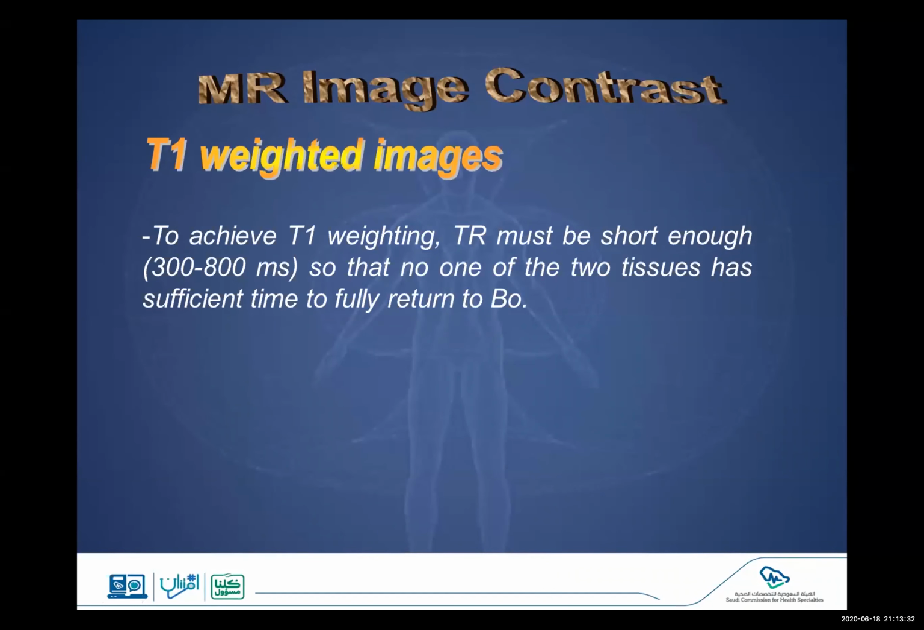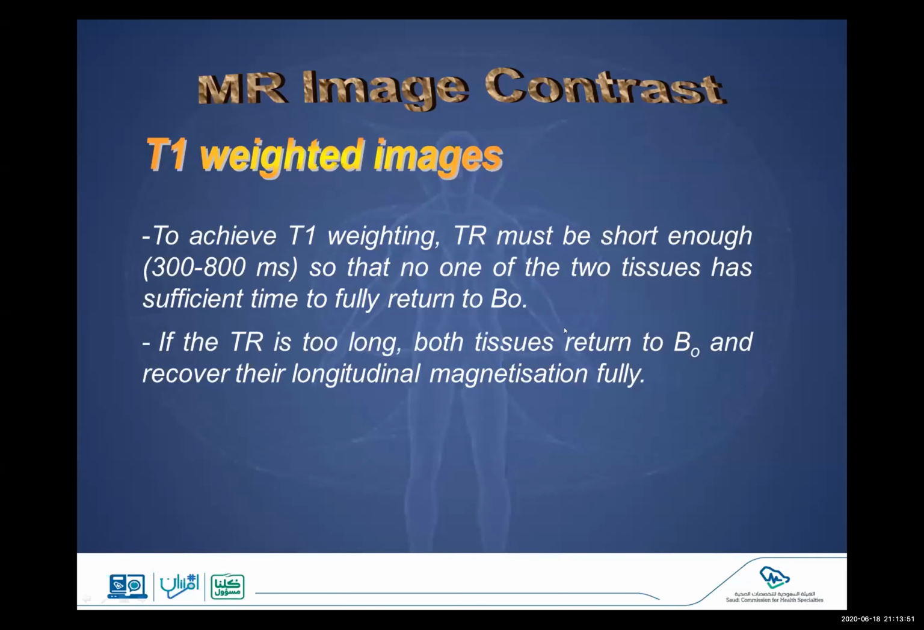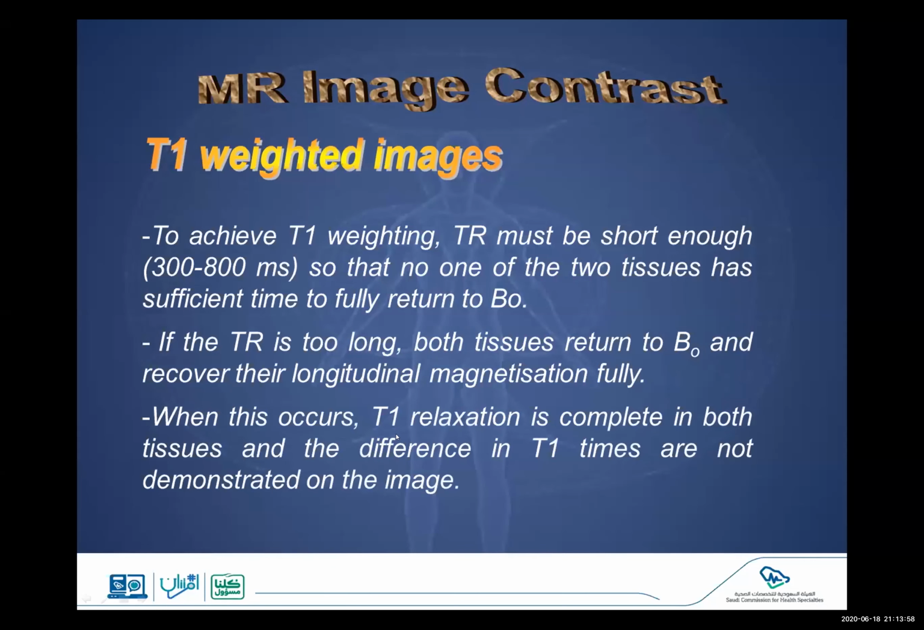So to achieve T1 weighted images, TR must be short enough. In spin echo and fast spin echo, it should be selected between 300 and 800 milliseconds, so that neither of the two tissues has sufficient time to fully return to B0. If TR is too long, both tissues return to net B0 and recover their longitudinal magnetization fully. When this happens, T1 relaxation is complete in both tissues, and the difference in T1 times is not demonstrated in the image.